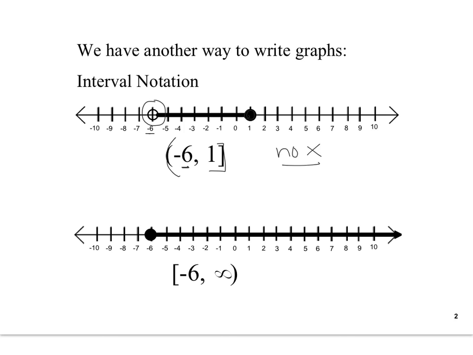So this one goes to infinity. Now when you have a closed circle, it's a square bracket, and then it goes on forever, that's infinity. So it's a sideways 8, basically, and we always use a parenthesis for infinity.